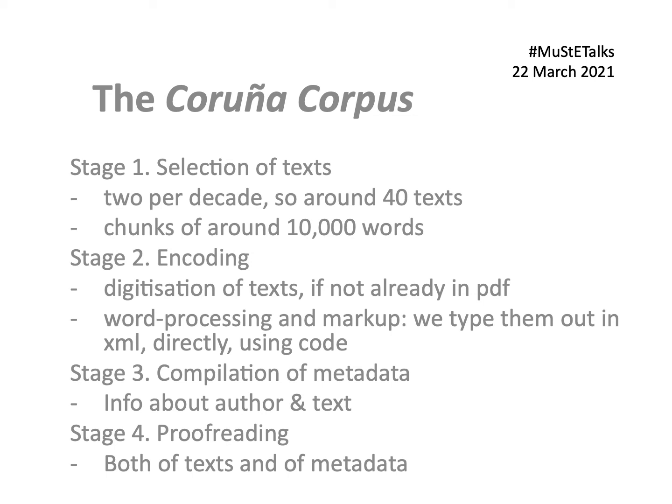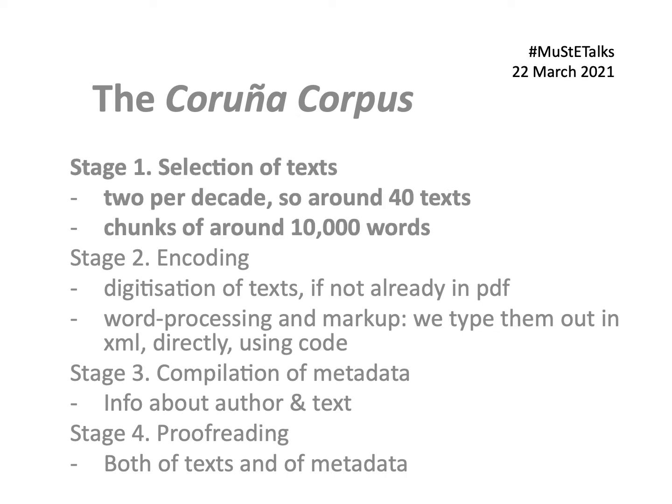And this is how we compile the Coruña corpus. We also do this in 4 stages, although these 4 stages are slightly different from the stages in the compilation of the fortune cookie corpus. But basically they are selection of texts, encoding, compilation of metadata, and proofreading.